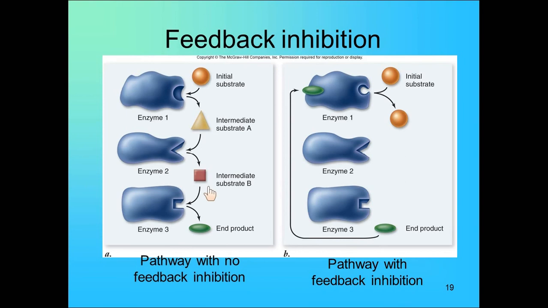It does not stop. In a pathway with feedback inhibition, when a certain amount of final product is made, it acts as an allosteric inhibitor. It changes the first enzyme's shape so it can't make that first intermediate substrate. This stops the entire process. When the final product has been used up, that molecule that's acting as an inhibitor breaks off from the enzyme, is itself used up, and then the process is able to begin again.